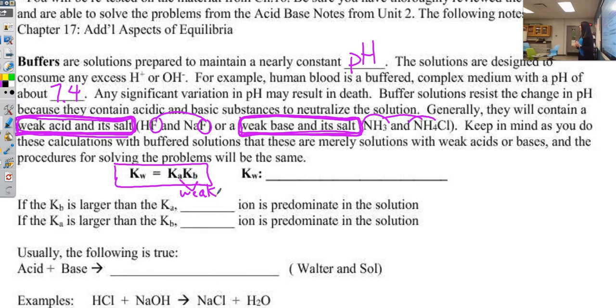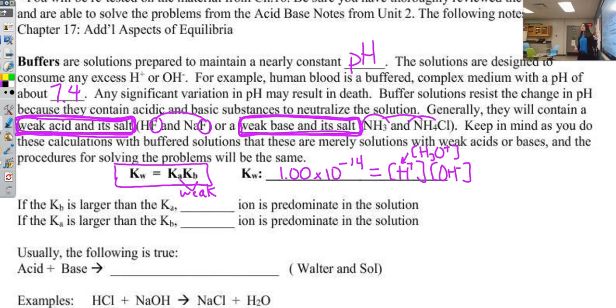Anybody remember what Kw is equal to? It's called the ion product constant for water, but what is it actually equal to? Good! 1 times 10 to the negative 14. Does it have units? Nope, K does not have units. And what is that equal to? What's the equation for it? H plus times OH minus. And again, don't forget, this is actually H3O plus. It's actually hydronium, but we can use H plus for that.